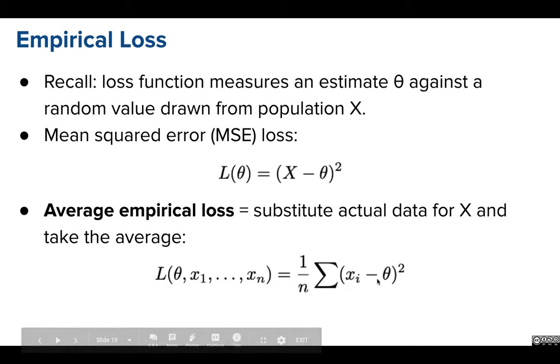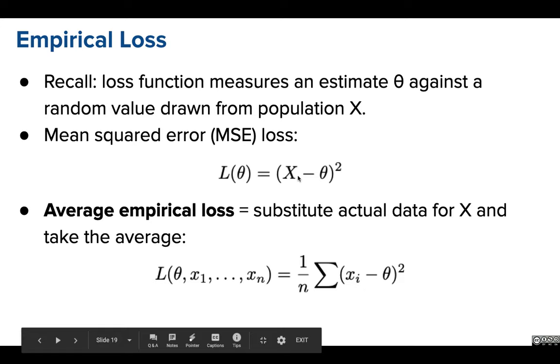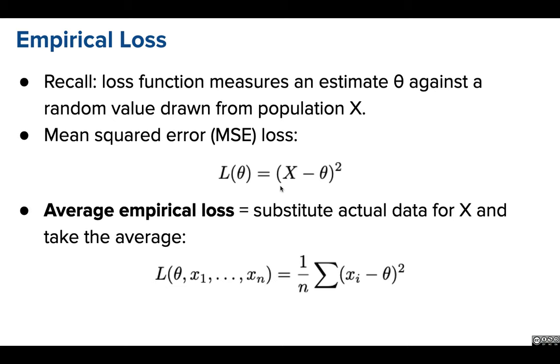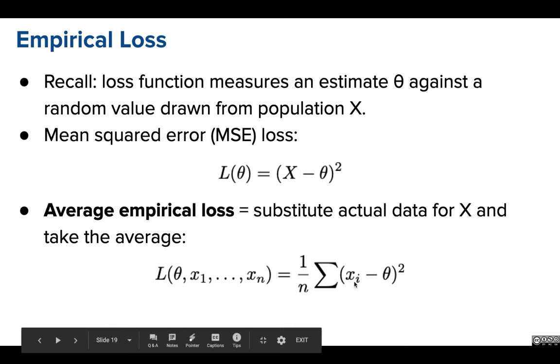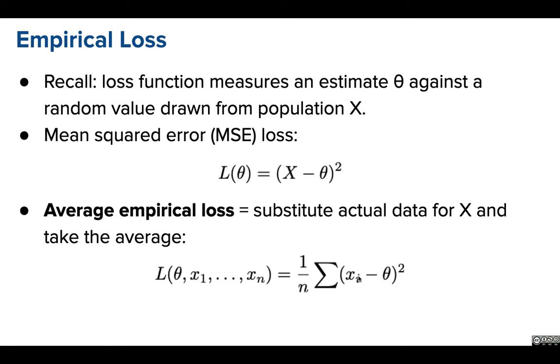So what are we doing here from here to here? We're saying, well, this depends on the population. Instead of calculating the loss on the population, which I don't know how to do, I can find the loss on a particular data set, which I do know how to work with. And this right here says, for every point in my data set, find the error between my estimate and the point, square the error, and then find the average error.